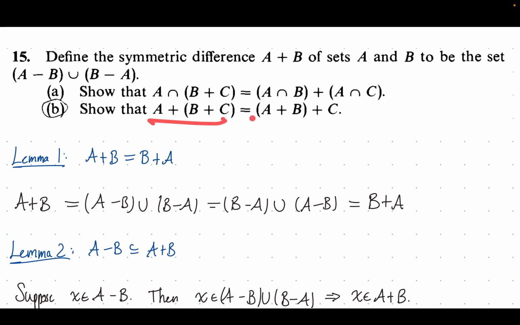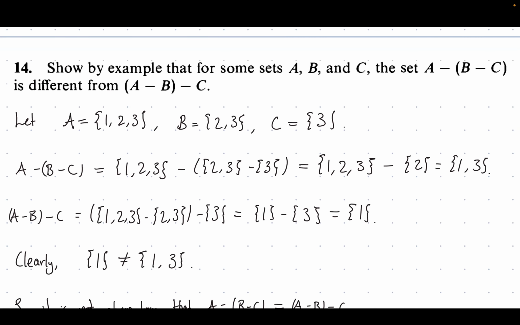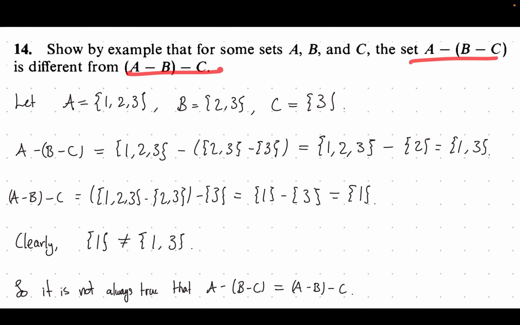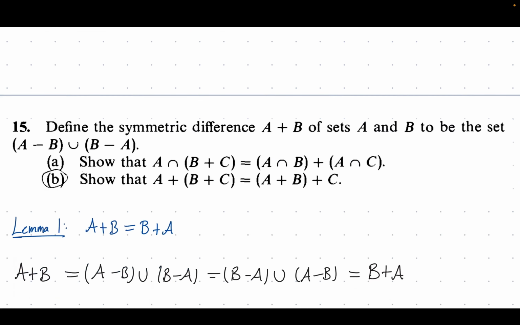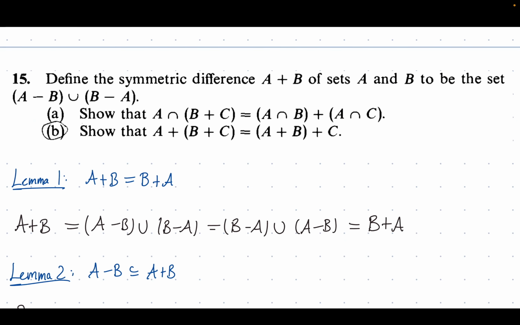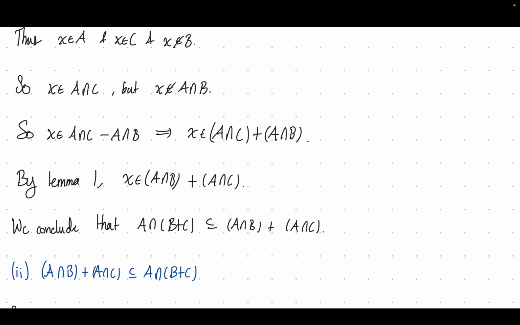And this one is different. It's not distributivity, it's associativity. So it's trying to show us that no matter where you place the parentheses, it's all good. Which is in contrast to the regular difference of sets, which is not associative. Okay, so that tangent aside, let's do part B, just to show that A plus B plus C is the same set as A plus B plus C.